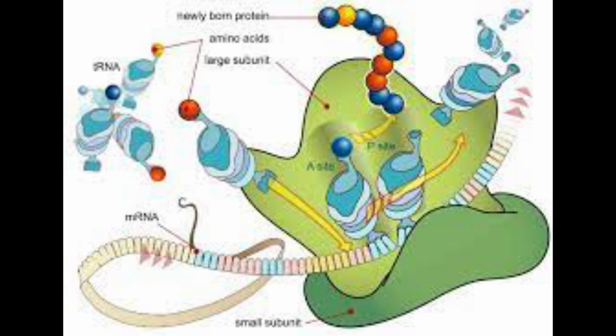Elongation is the addition of nucleotides to the RNA strand. Termination is the ending of transcription. The RNA strand is complete and is detached from DNA.